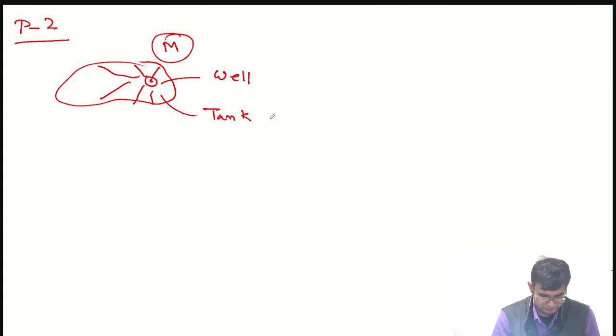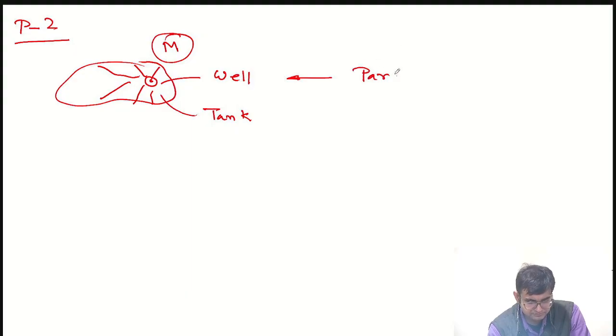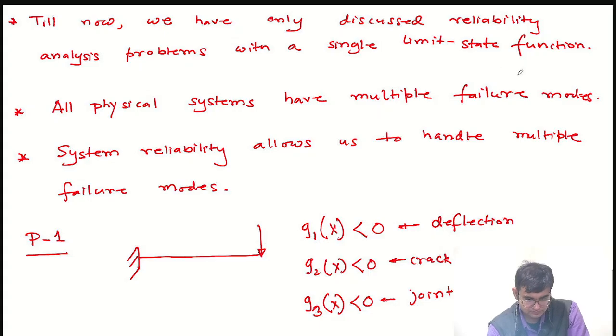So this is a parallel system. The other one is a series system. Any doubt on series and parallel systems?